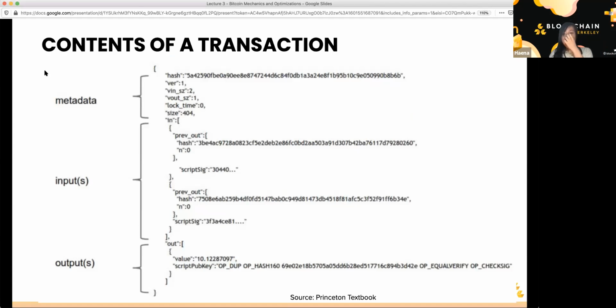so we can see that a transaction can be primarily broken down into 3 parts. You have the metadata, the inputs, and the outputs. And you'll see that especially in the inputs and outputs sections, you'll be able to recognize the UTXO model coming through.